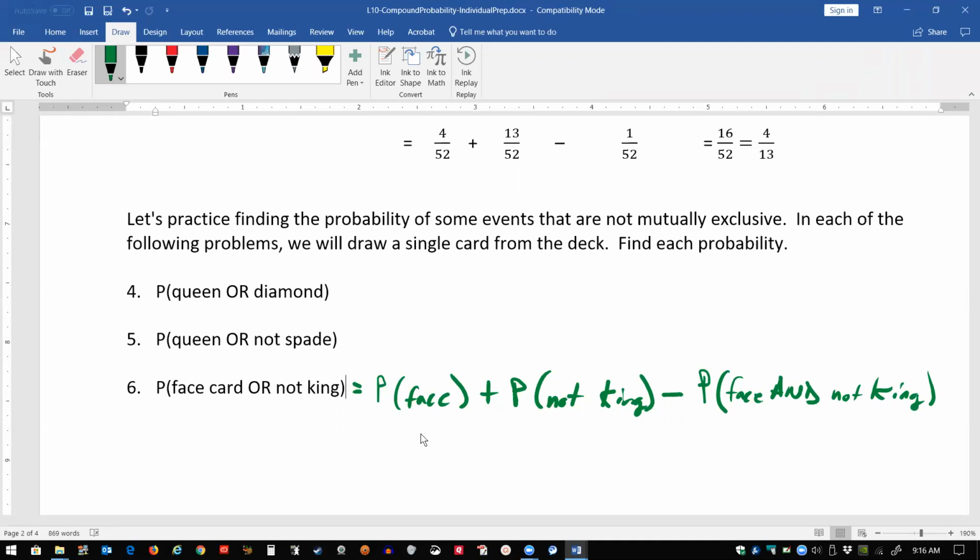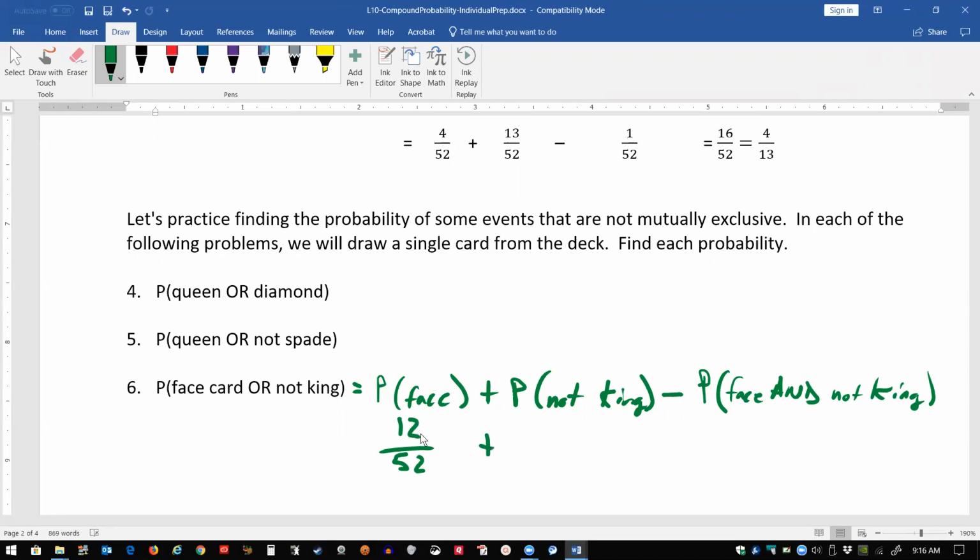So what's the probability if I draw a card that that card is a face card? Okay, well, there's a jack, queen, and a king in each suit. There are 4 suits. That means there's 12 face cards in our deck. So we have 12 out of 52 would give us the probability for drawing a face card.